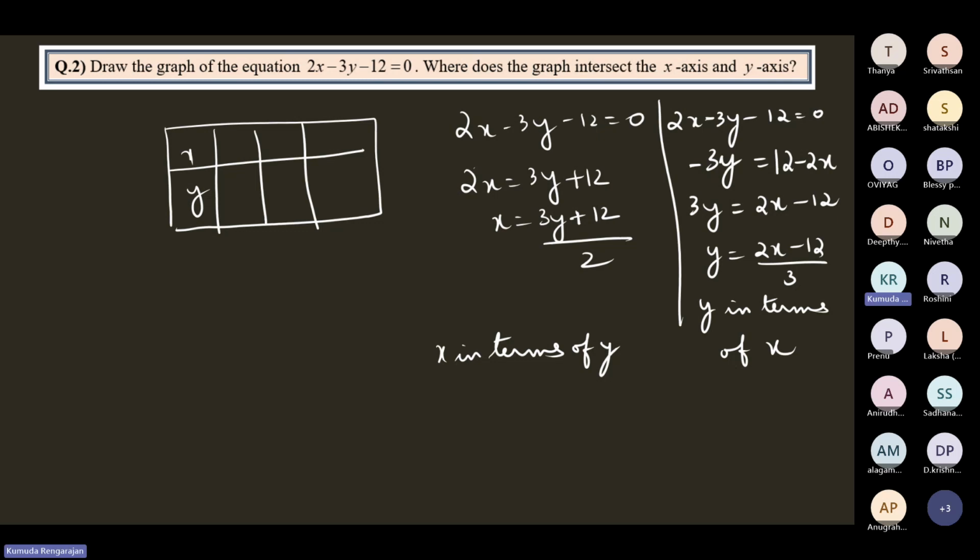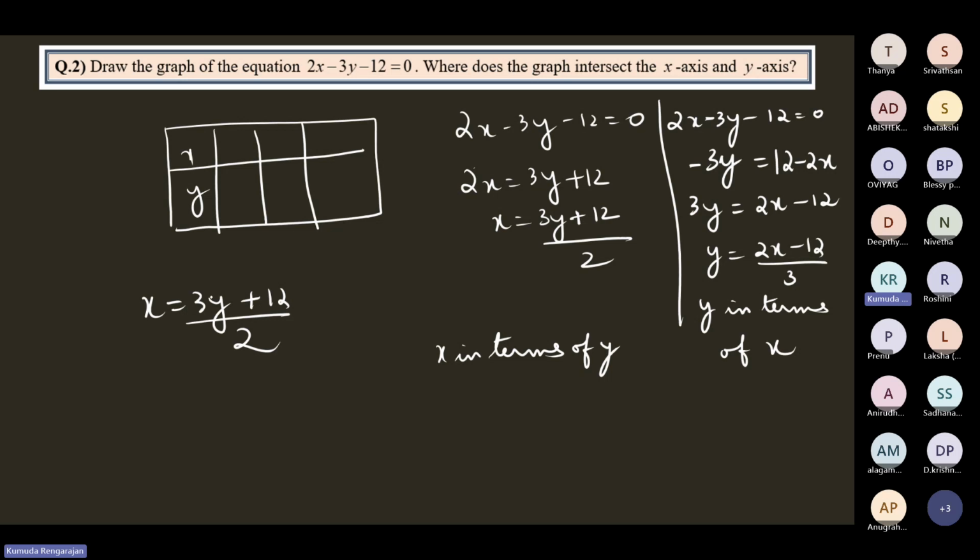So you can write it in any one way. You can write x in terms of y or y in terms of x. Now, supposing you write it like this, x is equal to (3y plus 12) by 2. So you must give different values for y and find the corresponding values of x.